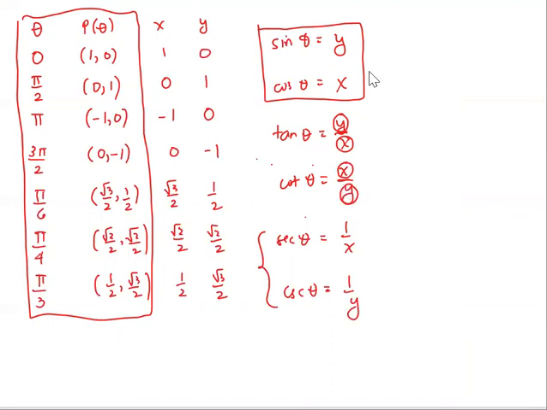So for example, if we want to get the value of cotangent of pi over 6, then we just have to look for the formula x over y.